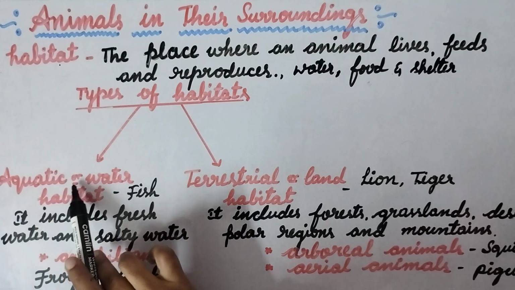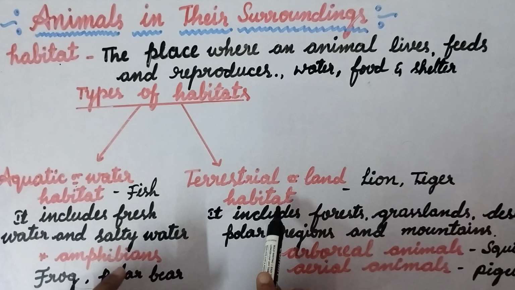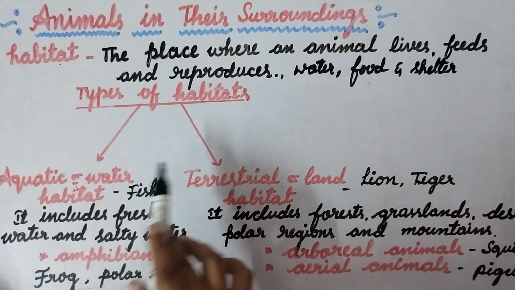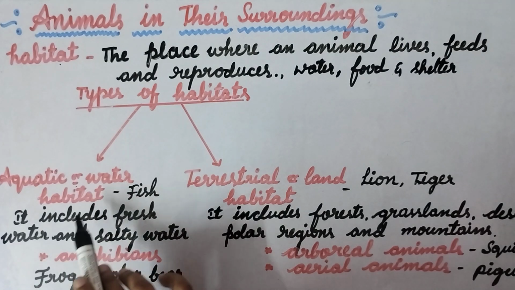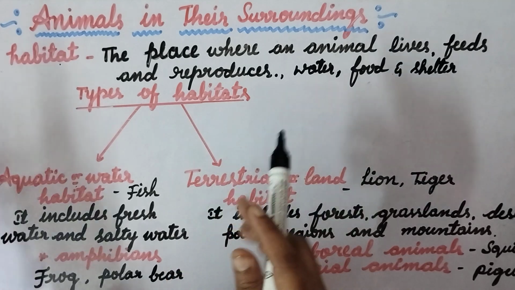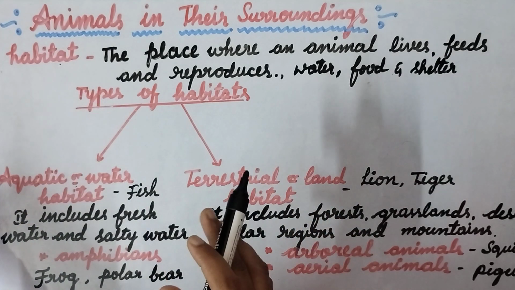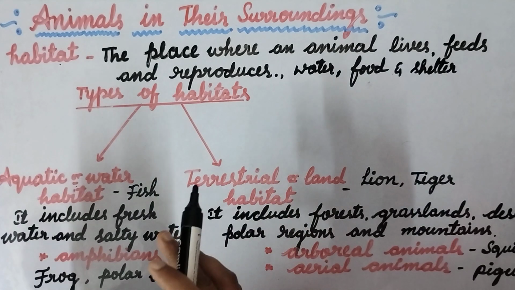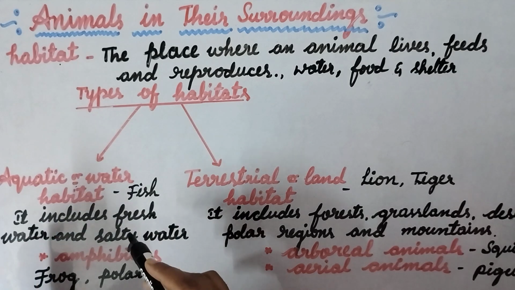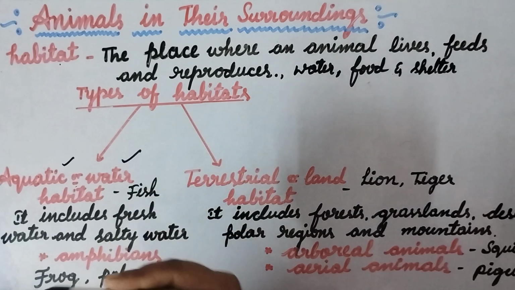One is the aquatic or water habitat, and the second is the terrestrial or land habitat. What is meant by aquatic or water habitat? The aquatic habitat includes fresh water and salty water. Some animals live in fresh water as well as salty water. Those animals we call aquatic animals, and that habitat we call the aquatic or water habitat.